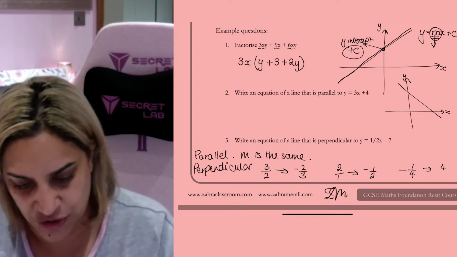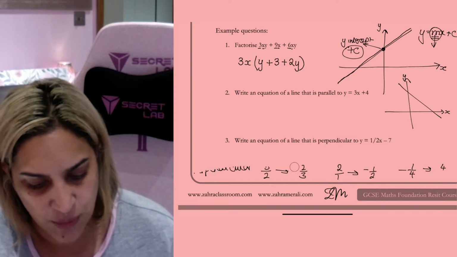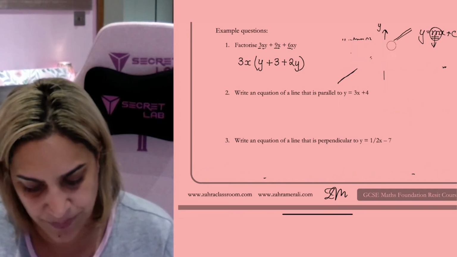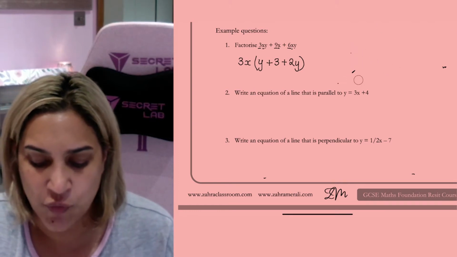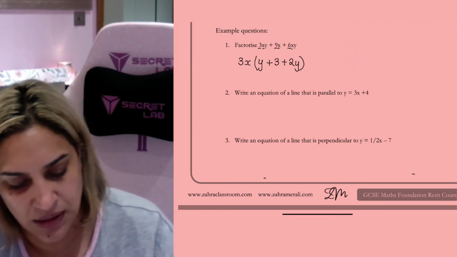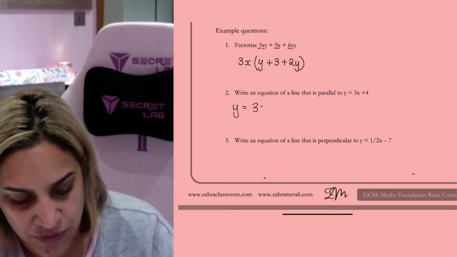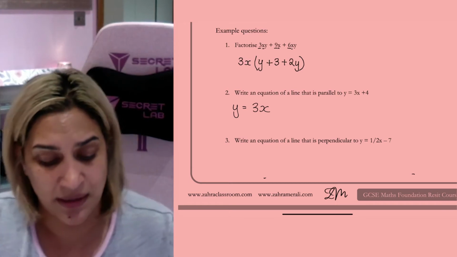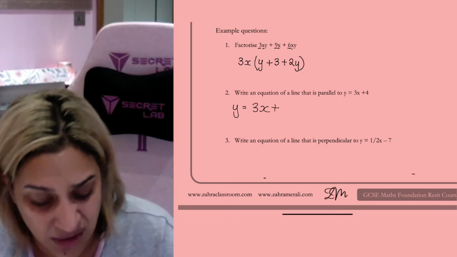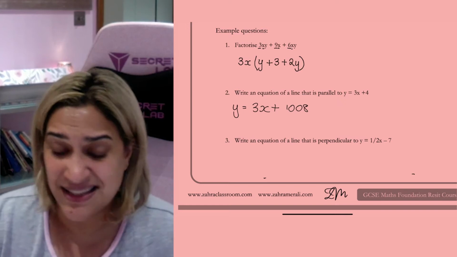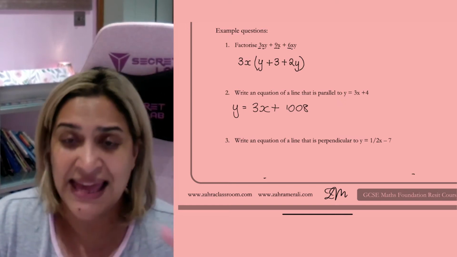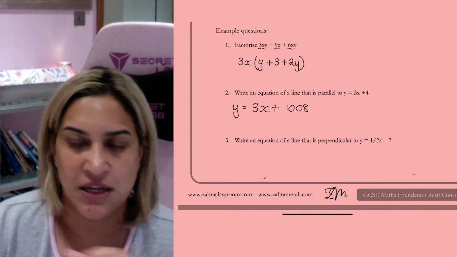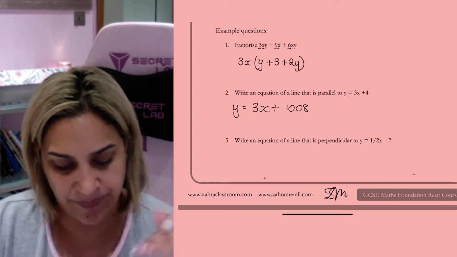Right, let's go back to the question. So we've got an equation of a line that is parallel to 3x plus 4. So if it's parallel, we know the gradient is the same. So straight away we can write y equals 3x. And then we can have any plus c. We can leave it as just y equals 3x. We could choose, I don't know, 1008. It doesn't matter what your plus c is. Anything where they've got the same number in front of the x will make that line parallel.